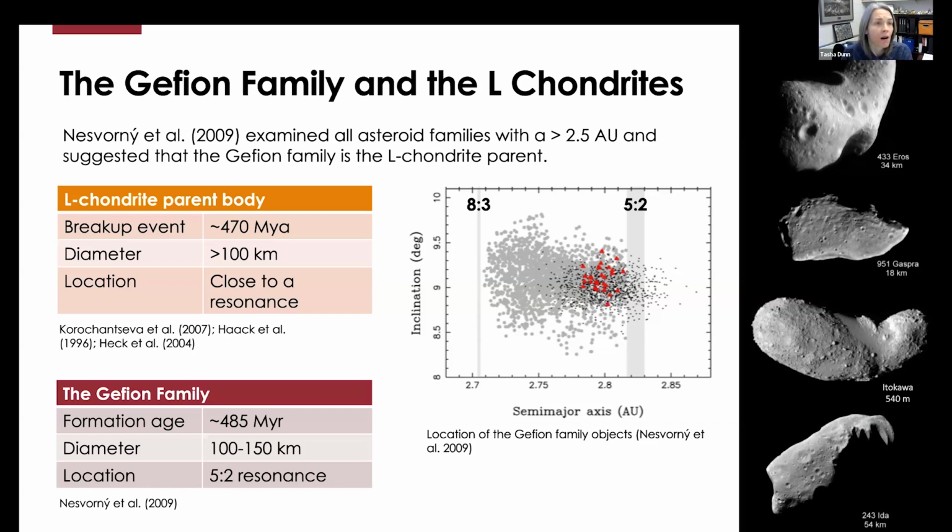They identified all of the members in that family, as you can see in this diagram, where the colors and the shapes are basically sizes of objects. After they cataloged all of the samples, they did a size frequency distribution and estimated the size of the Gefion parent to be 100 to 150 kilometers, which is consistent with the size of the L chondrites. And they estimated a formation age of 485 million years plus or minus 40, so the age is also consistent. So they suggested that the Gefion family is the source of the Ls.